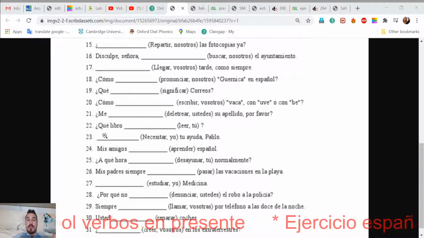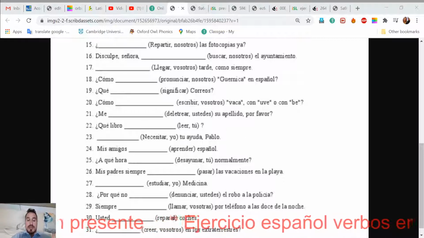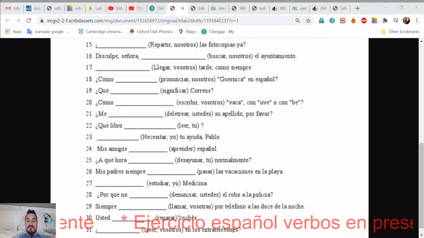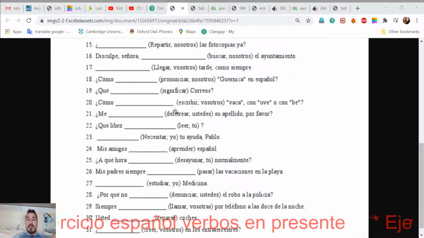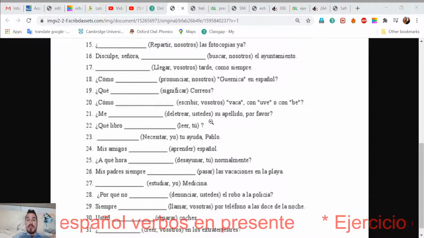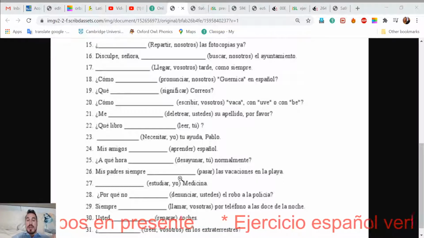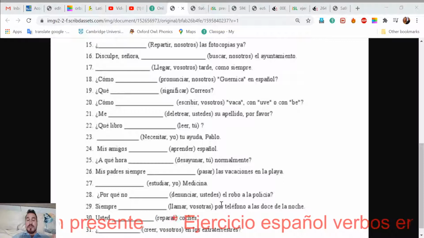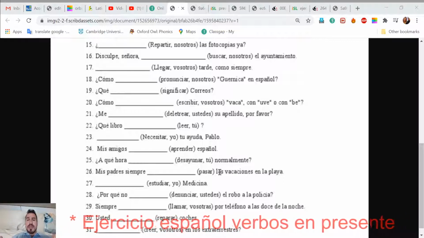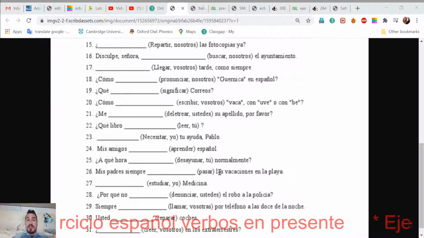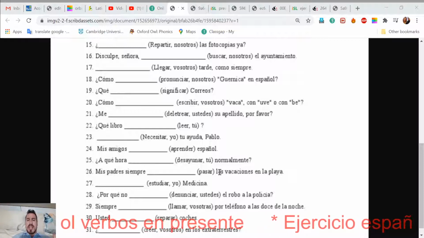21. So, deletrear ustedes. ¿Cuál es? So, ¿cómo deletrear ustedes su apellido? ¿Cómo deletrear su apellido, por favor? So, how do you spell your surnames? So, in Spanish, we have names, nombres, and surnames, apellidos. We usually have two surnames in Spain. First one is our first father's surname, and the second one is our first mother's surname, usually. But it doesn't have to be like that, okay?